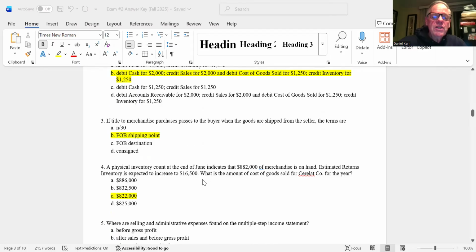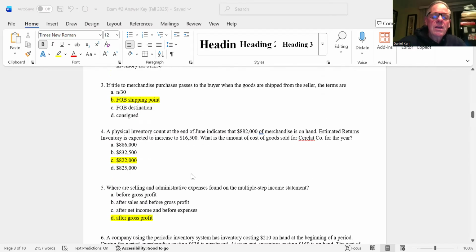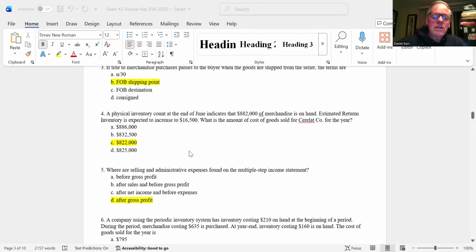Number 4, a physical inventory at the end of June indicates... On this one, and a couple of you asked me about this during the exam, I gave everyone credit. All of you got this one correct because there was information that was missing here. You don't have enough information to answer that question. So I gave you all credit for that one. The only way you could figure out the cost of goods sold is if you knew what the beginning inventory was, what the purchases were, and what the ending inventory was. And they didn't give us all that information, so you couldn't have possibly answered that. So you all got that question correct.